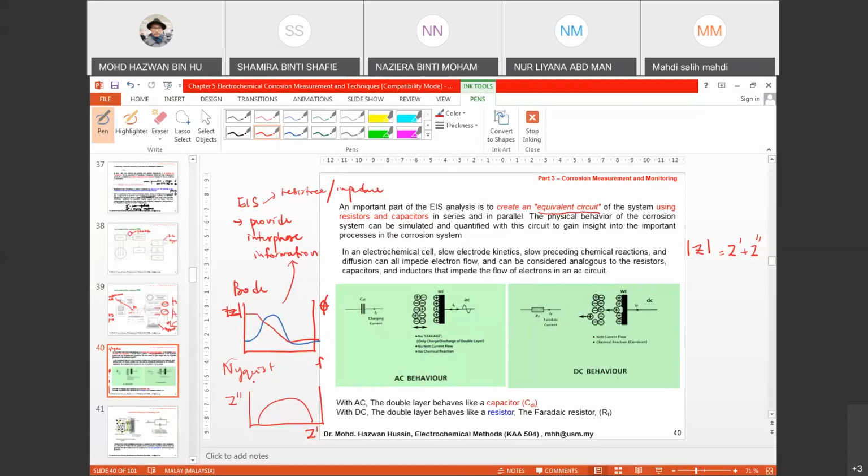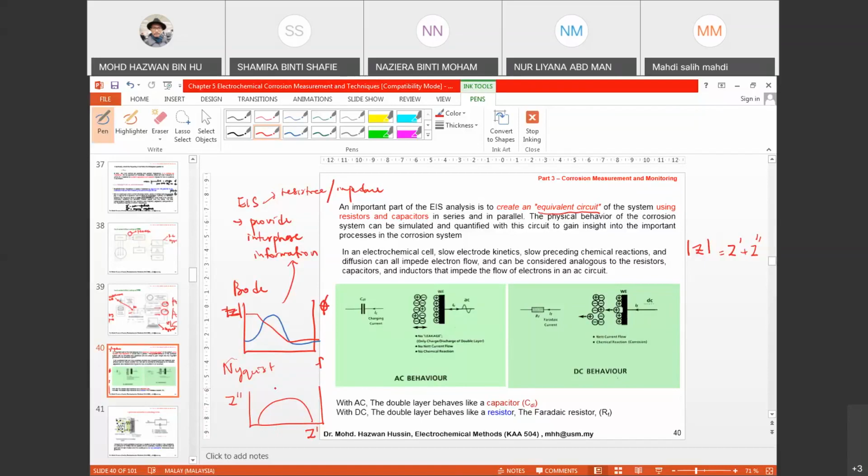Meanwhile, for the Nyquist plot, as I said, it is obtained from the same data. It's just that the way it is interpreted is different. The Nyquist plot is a plot of Z imaginary versus Z real. Then you will get a semicircle like this.